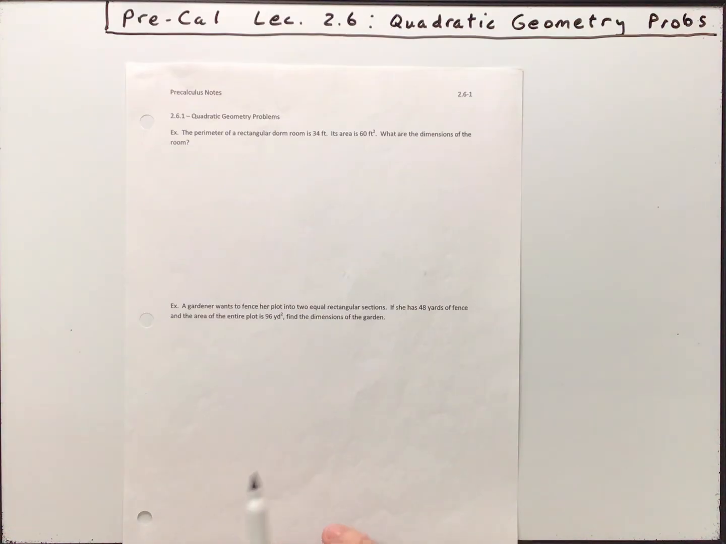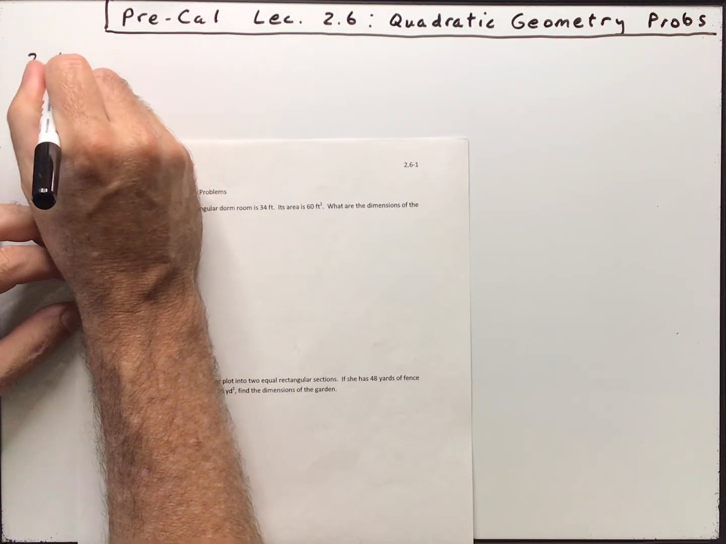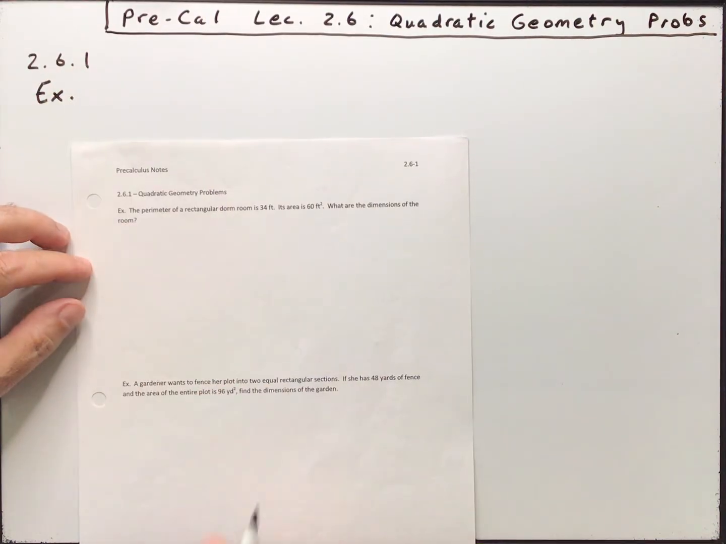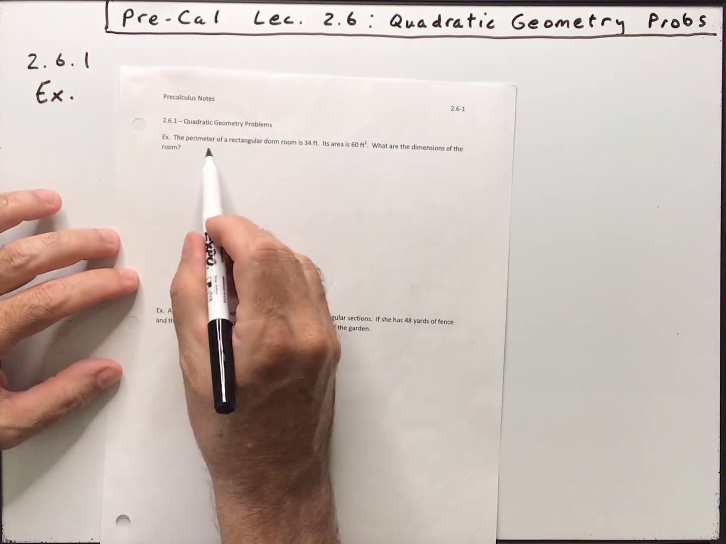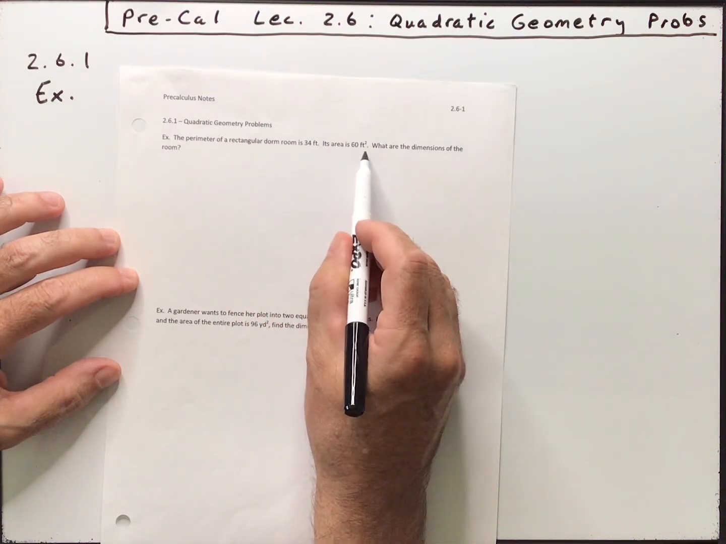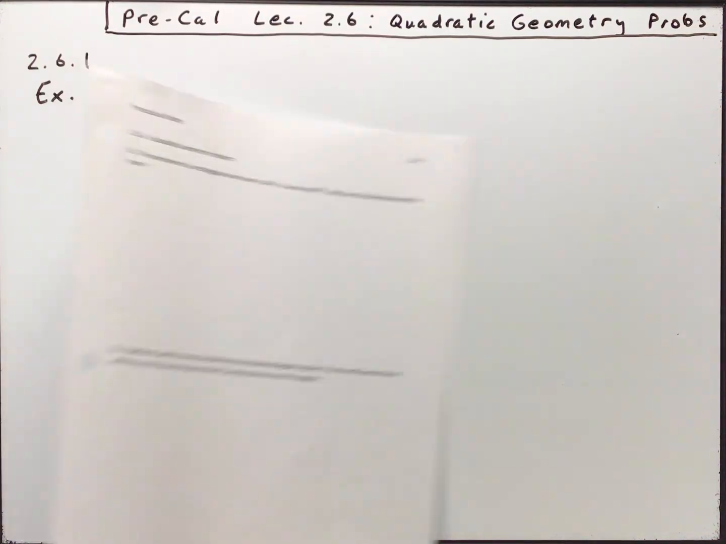So the first example, so we're in section 2.6.1. We're going to go straight into the example problems. It says the perimeter of a rectangular dorm room is 34 feet. Its area is 60 square feet. What are the dimensions of the room?